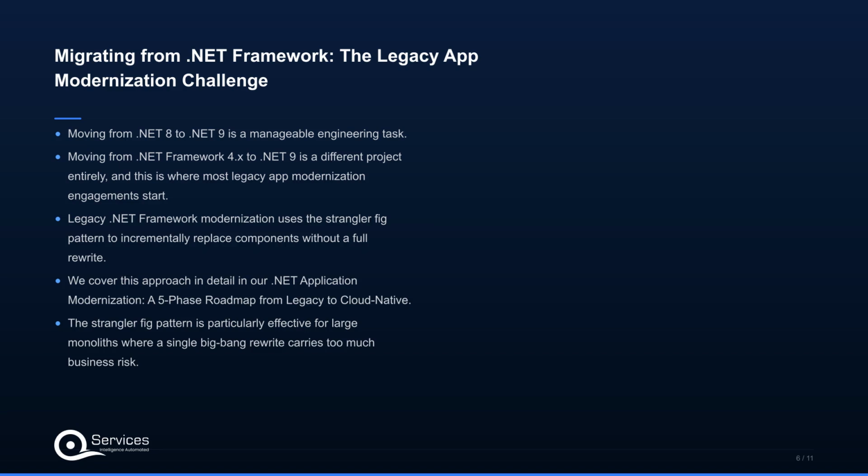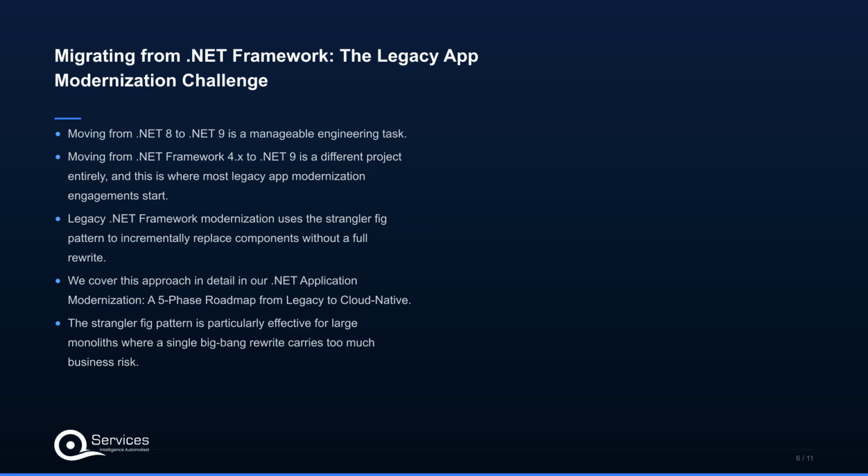The approach routes new requests to modern .NET 9 endpoints while the legacy application continues running in parallel, then migrates functionality piece by piece until the old system can be decommissioned. We cover this approach in detail in our .NET Application Modernization, a 5-phase roadmap from legacy to cloud native.